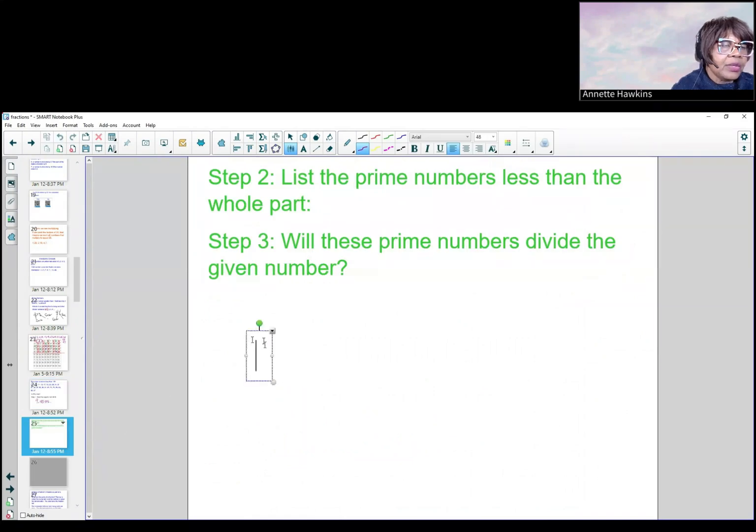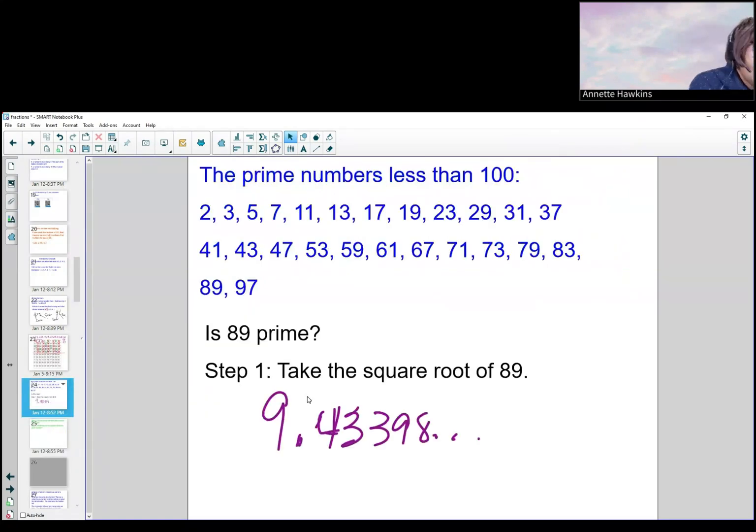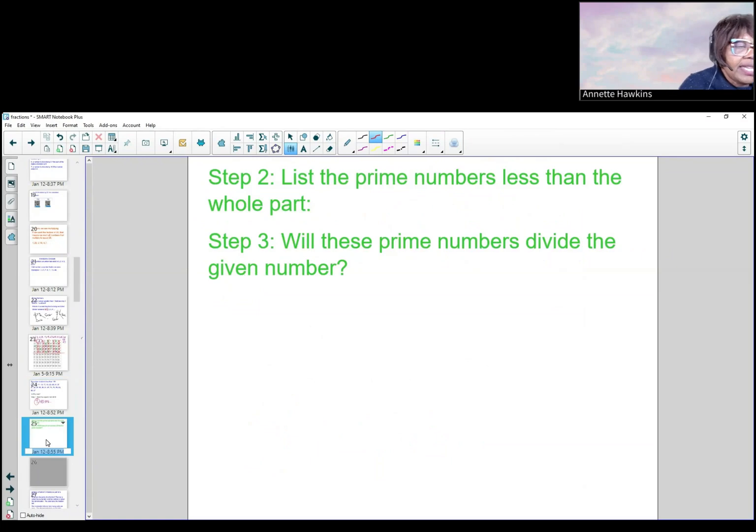All right. The next thing we do is list the prime numbers less than the whole part. This is what we call the whole part right here. So list the prime numbers less than 9. Okay, so the prime numbers less than 9 are 2, 3, 5, 7. Now, will these prime numbers divide the given number? The given number is 89.